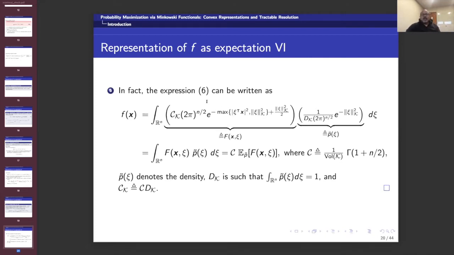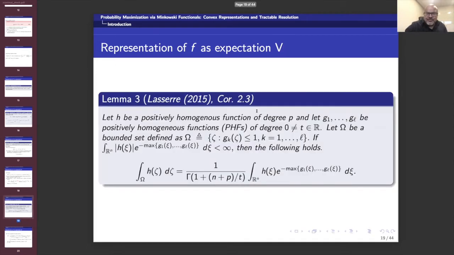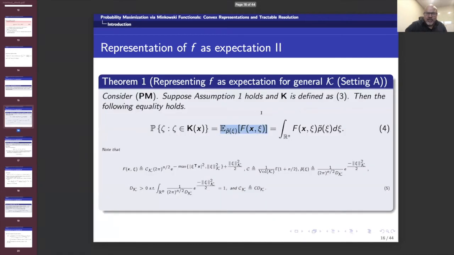So effectively what happens is f of x, which is the probability of zeta lying in K of X, can be written as the expectation with respect to a suitably defined Gaussian density of f of x psi. And f of x psi is essentially this function. So that's the first result. And what it does is it allows us to rewrite the original probability in terms of the expectation with respect to some other Gaussian density.